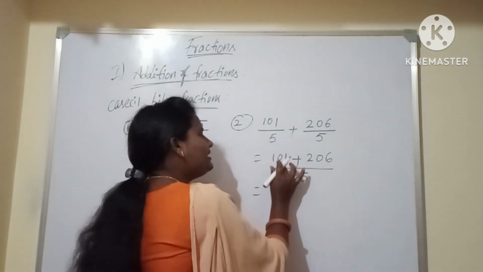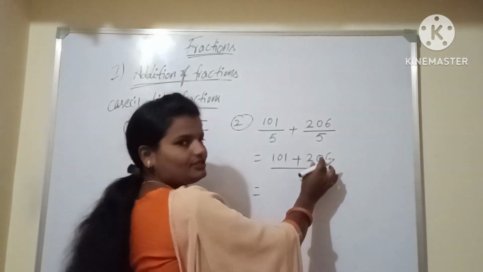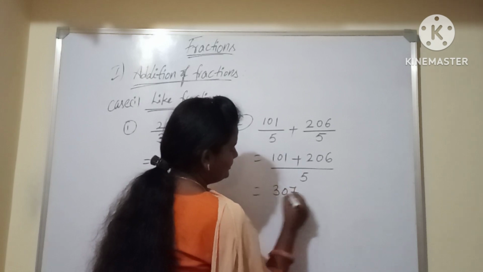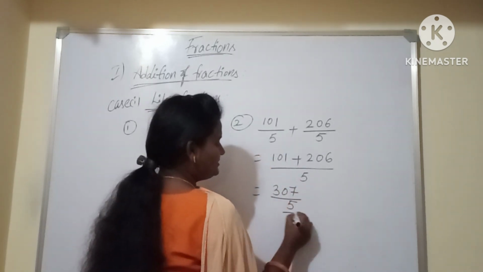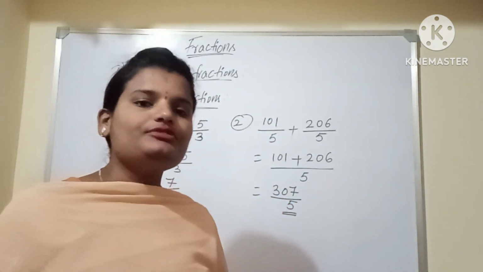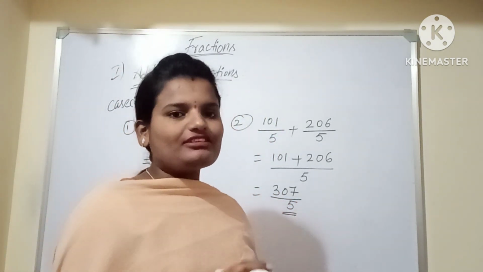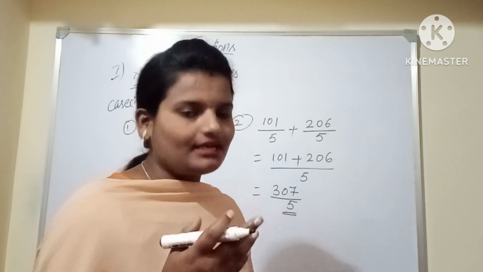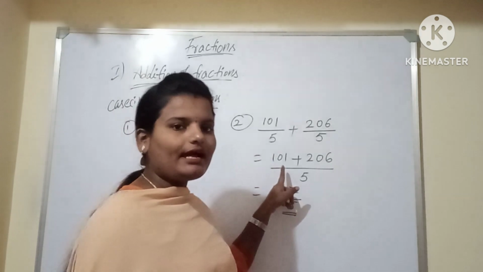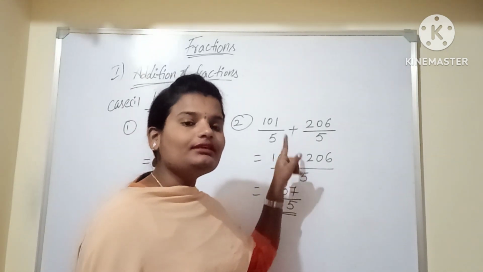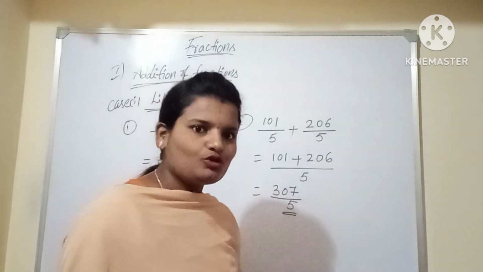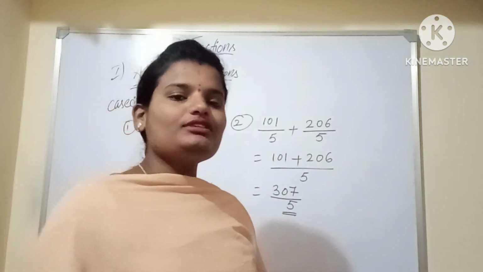Now, 101 plus 206 is how much? 307 by 5. It's very easy, right? So what did we do? First we observe whether the given fractions are like or unlike. If they are like fractions, we directly add the numerators, and the denominator is the same. I hope all of you understood. Now we will move to the next one.